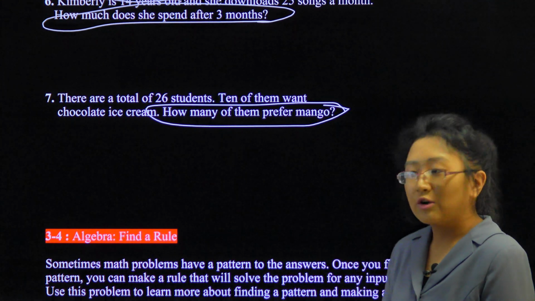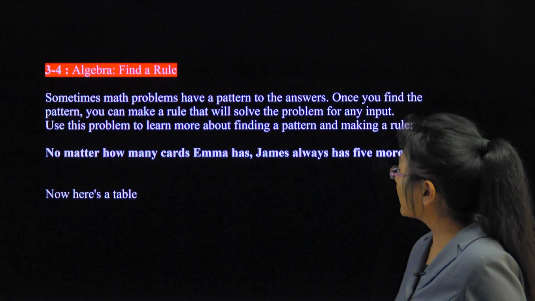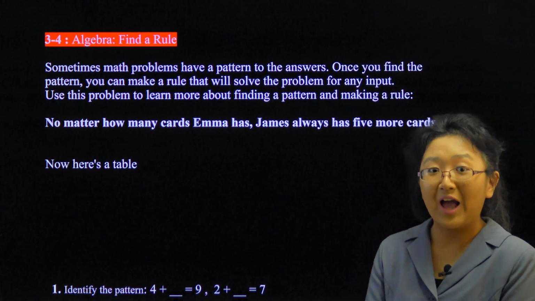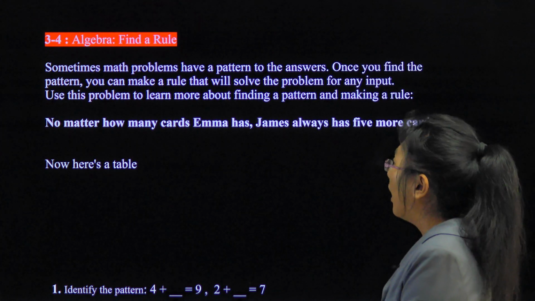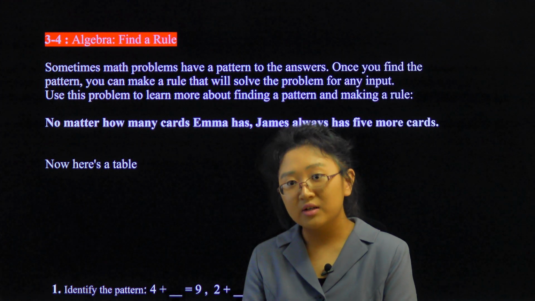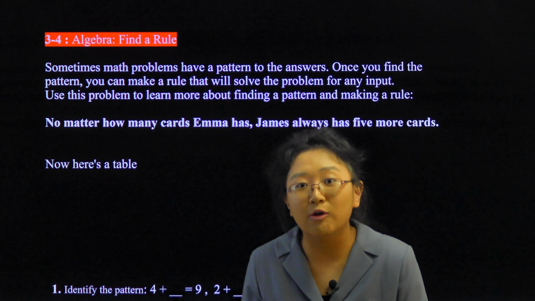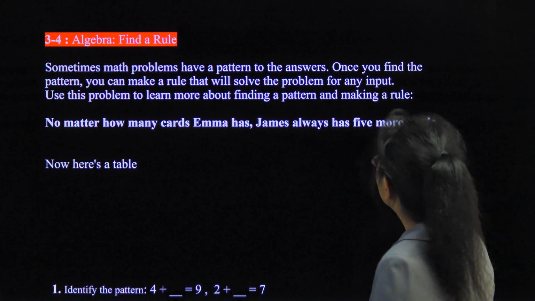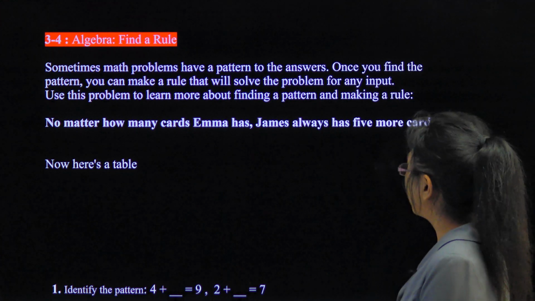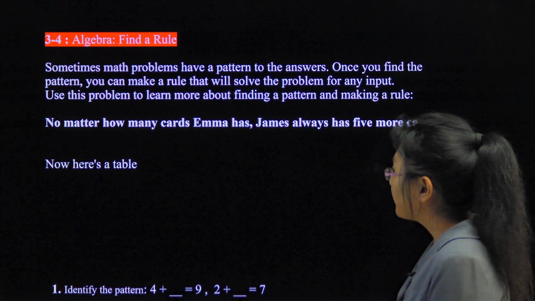We move on to our algebra. Section 4, algebra, find a rule. Sometimes math problems have a pattern to the answers. Yeah, patterning, which is why often you will find in textbooks that there is a section or a chapter or even a unit called patterning and algebra. Once you find the pattern, you can make a rule that will solve the problem for any input. Use this problem to learn more about finding a pattern and making a rule.